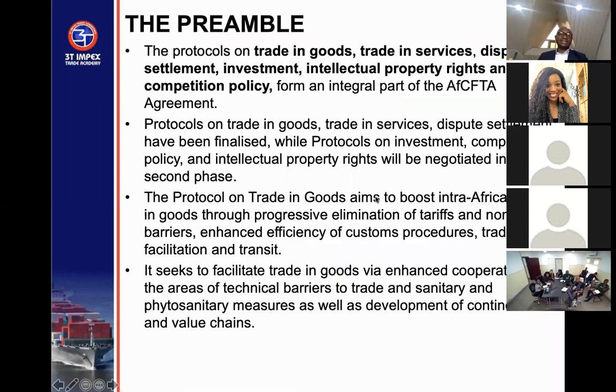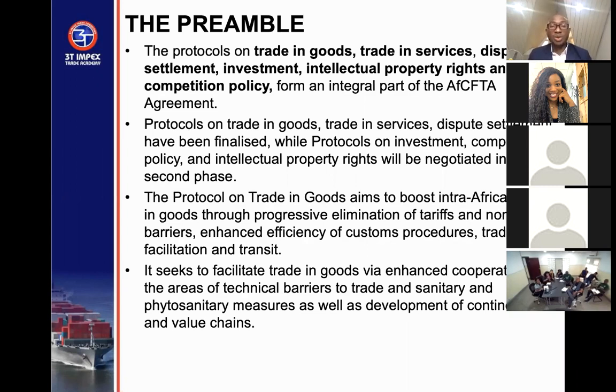This agreement has 6 sides to it. There is protocol on trade in goods, trade in services, dispute resolution, investment, intellectual property right, and competition policy. Protocol on trade in goods, services, and dispute resolution have been finalized, and that's the one that is currently operational. The remaining is being negotiated, and that will come on board later on.